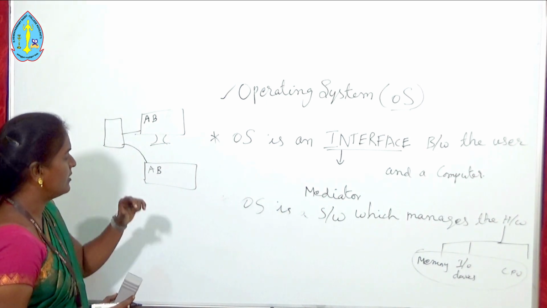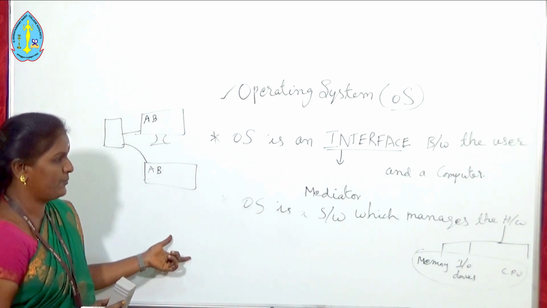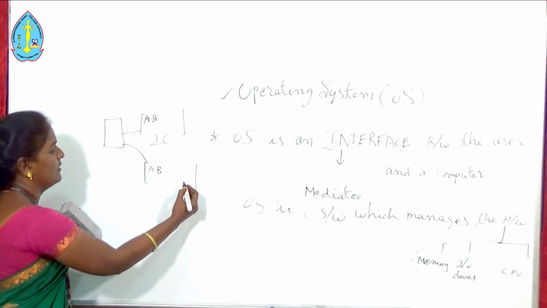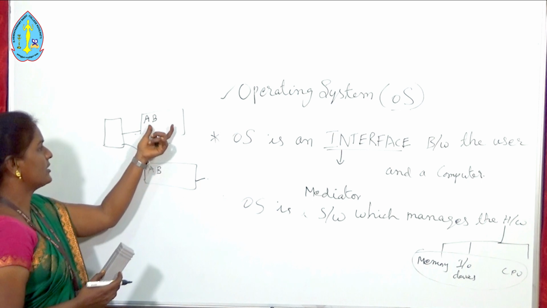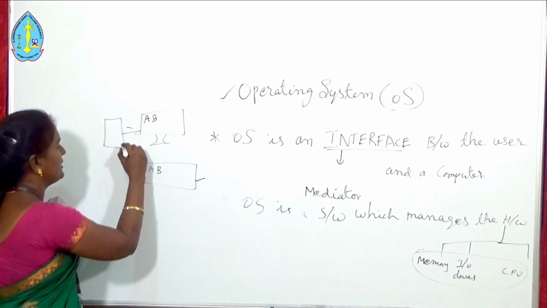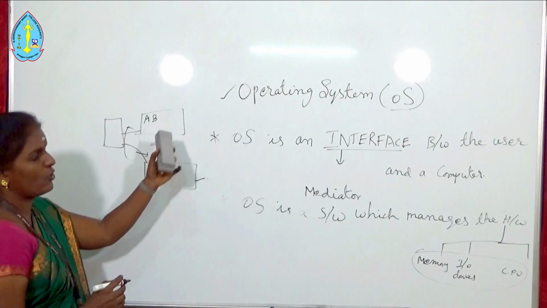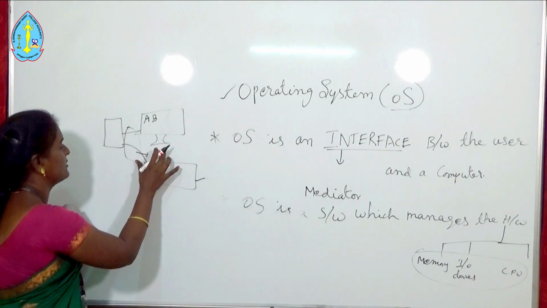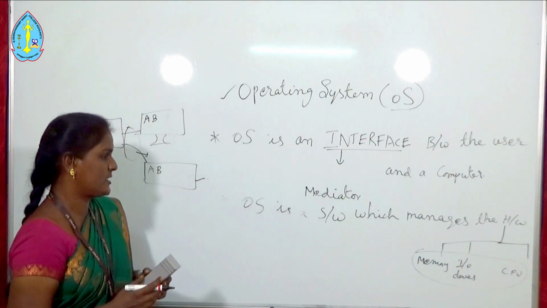So, here we have to interact with the computer. We need some hardware parts. Here we are using the input devices, keyboard or mouse, and we are getting the output in the output device. So, there must be one interface. That interface is called as operating system. In order to communicate with these hardware parts, we need one software. That software is called as operating system.